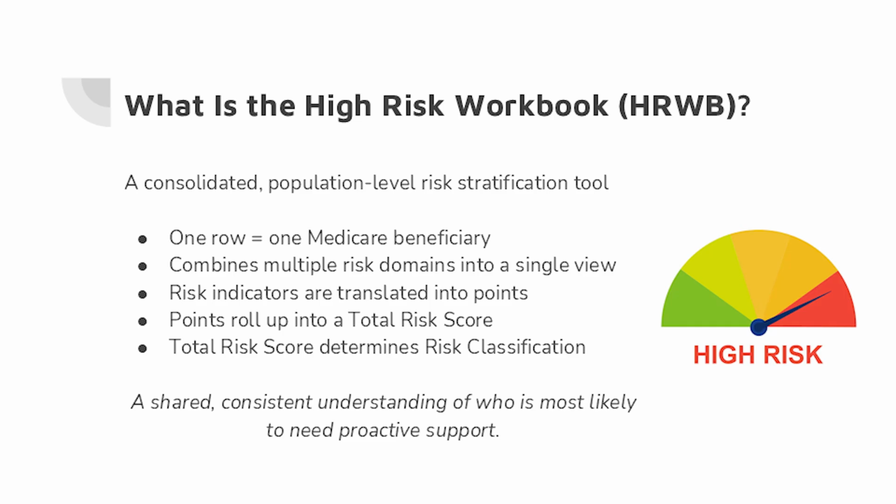The High Risk Workbook is a consolidated population-level risk stratification tool. Each row represents one Medicare beneficiary. The workbook brings together multiple risk domains into a single view. Those risk indicators are translated into points which roll up into a total risk score. That score then determines a risk classification. The goal is to provide a shared, consistent understanding of who is most likely to benefit from proactive support.